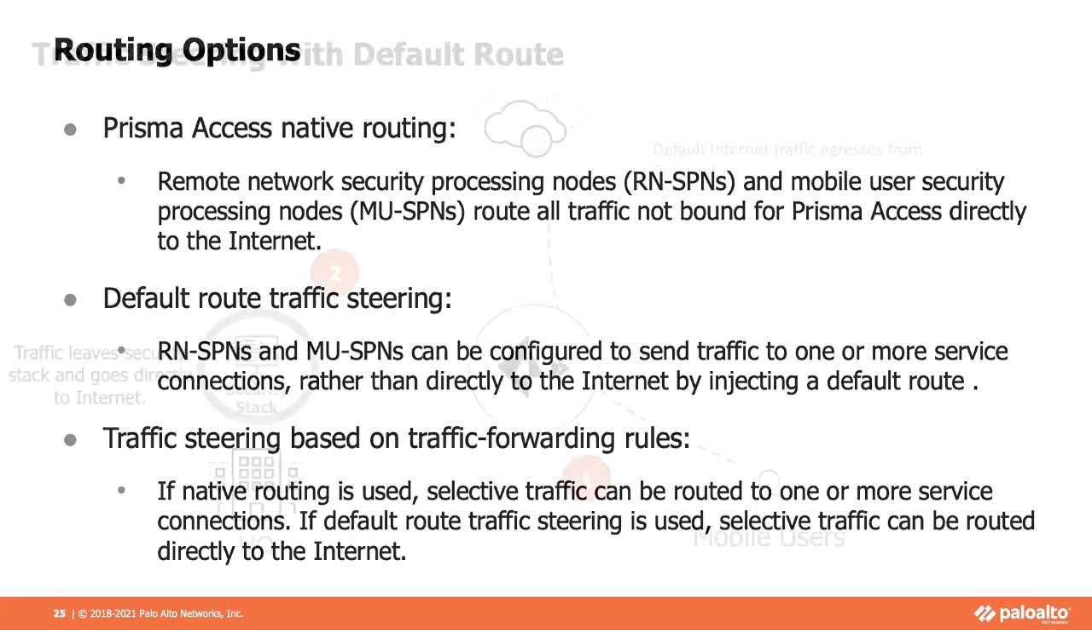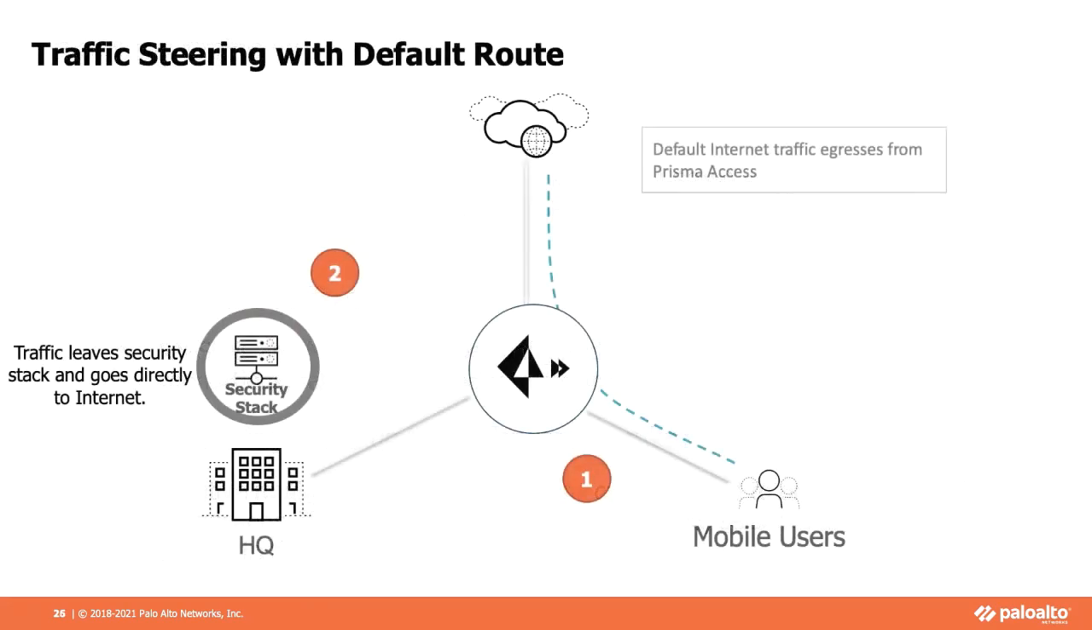So a couple of examples. Let's say the normal traffic pattern for a mobile user trying to get out to the internet is that they're going to go through the MUSPN, mobile user SPN, out to the internet. Now they may use a service connection to authenticate or whatever the case may be, but to get out to the internet, they go through the security processing node.